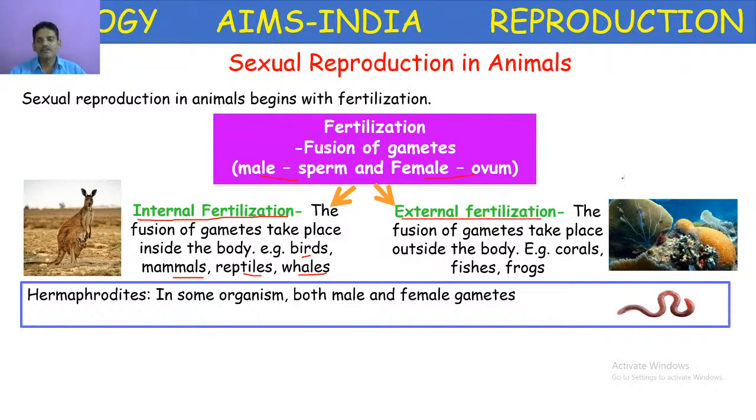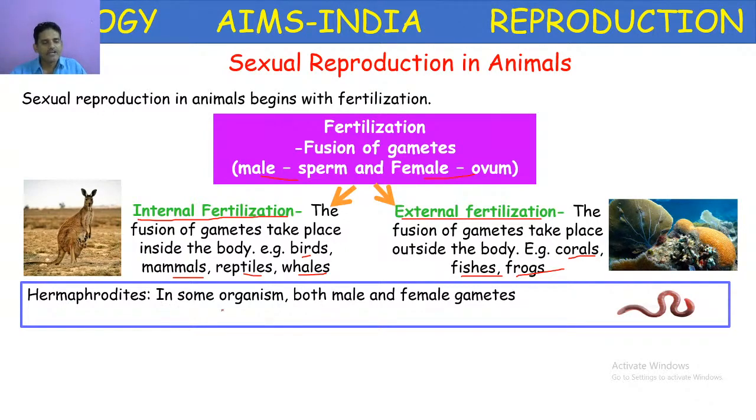Then external fertilization. If the fusion of gametes takes place outside the body of animals, then it is called external fertilization. Most of the primitive vertebrates, and even invertebrates, prefer external fertilization, where the male organism releases the spermatozoa and the female organism releases ova outside into the environment, either in water or on land. The fusion of gametes takes place outside the body of the female animal. It is called external fertilization. Examples: corals, ciliates, fishes, frogs, amphibians.